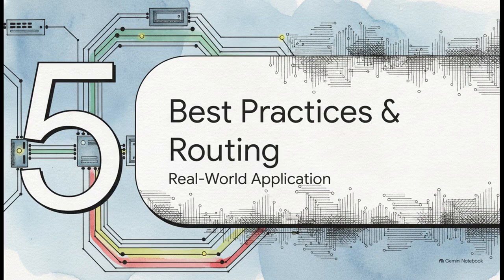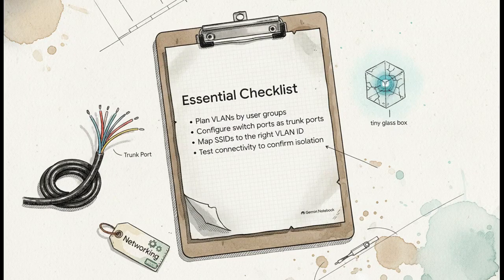And finally, Section 5, Best Practices and Routing. Straight from the source material, here is your essential checklist for success. First, plan your VLANs by user groups. Think logically about who actually needs to share a broadcast domain. Second, configure switch ports connected to APs to be trunk ports, ensuring that multi-lane highway is open and ready.